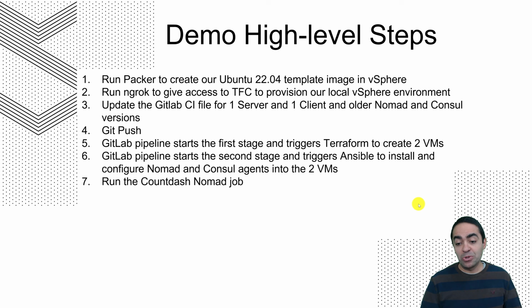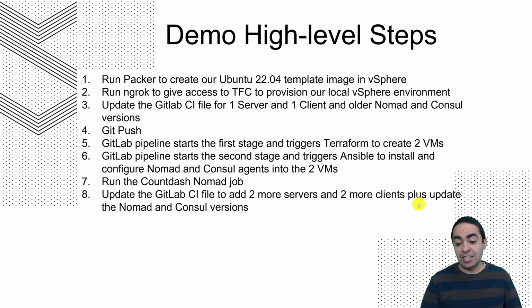Then we're going to run a Nomad job called count-dash. It's a famous job that we've run for a number of tutorials. And then we're going to update the GitLab CI file to add 2 additional servers and 2 additional clients. Plus, we're going to update both the Nomad and Consul versions and see how that gets all taken care of with both Terraform and Ansible.